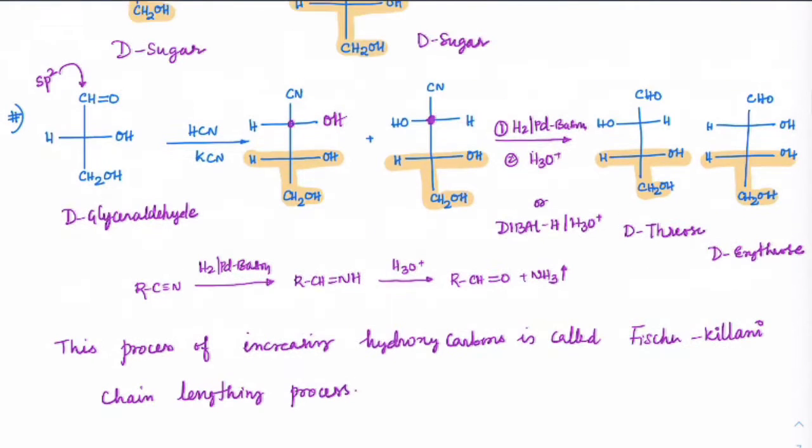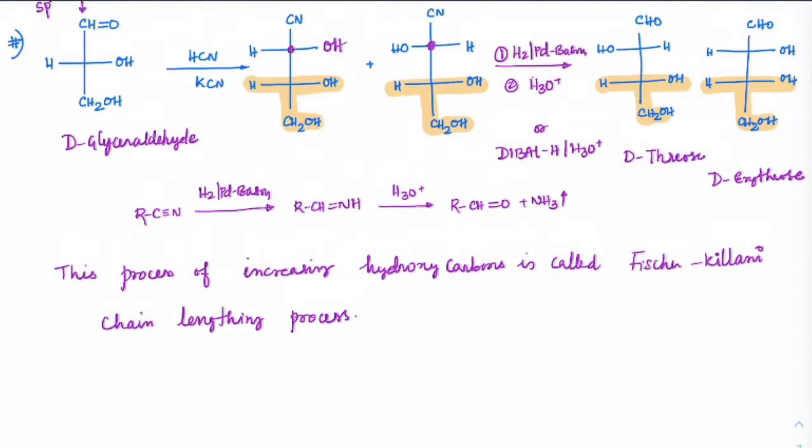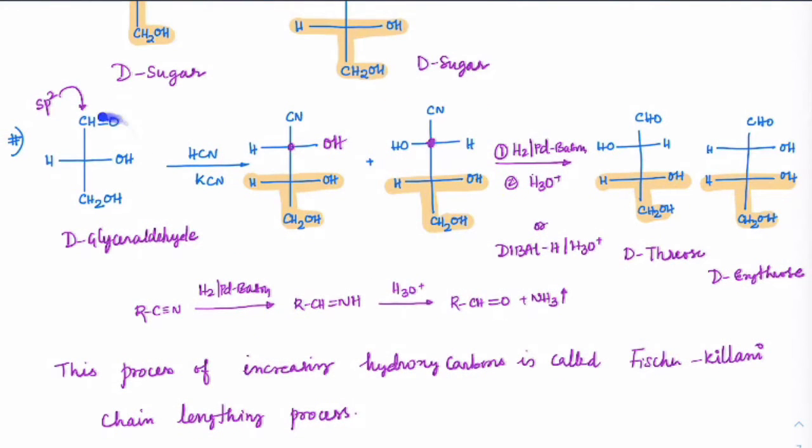Last class we were discussing a very important term called Fischer-Kiliani chain lengthening process. Basically, if you have a family of a particular aldehyde like glyceraldehyde, which is the most basic polyhydroxyaldehyde, that aldehyde, when we treat with HCN in the presence of a base, we know cyanohydrin will be formed, right? A cyanohydrin formation is observed.